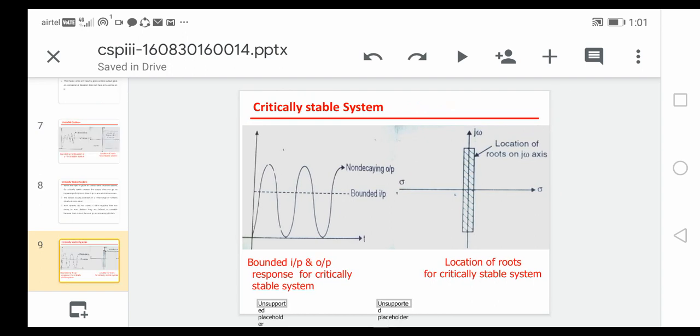Conditionally stable: for a bounded input and bounded output response of a critically stable system, if the location of the poles is on the imaginary axis, then we call it critically stable.